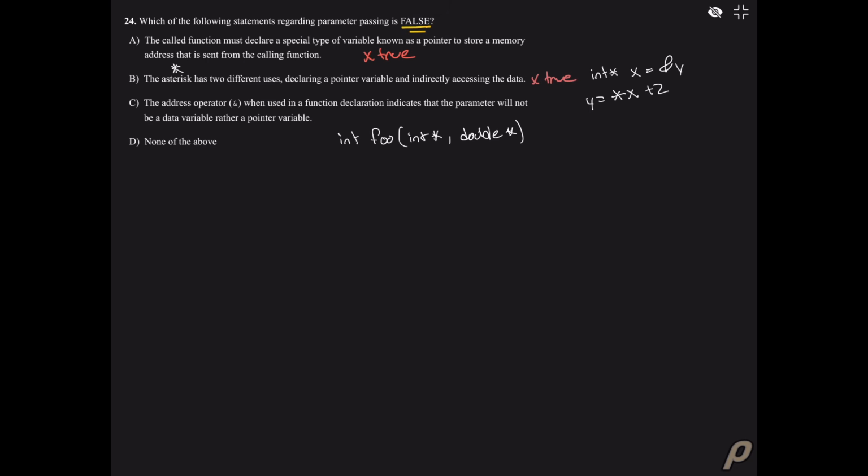This represents a pointer to int, so an address of int. We are not going to be doing something like int foo with an int ampersand and then double ampersand. Sorry, those ampersands are not very good. But this bottom one here is not the correct way to do it. This is the correct way to do it. So we know that this is actually going to be false, as the address operator is not used to do that. So we know that C is our correct answer.